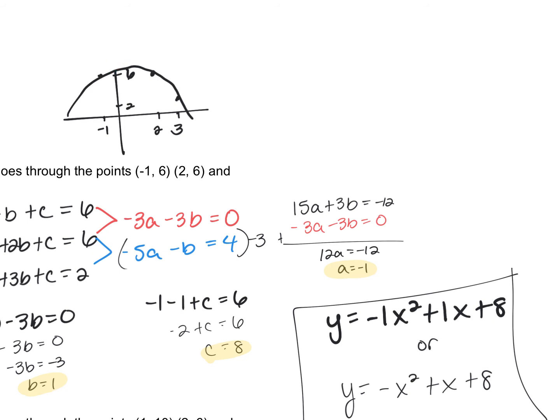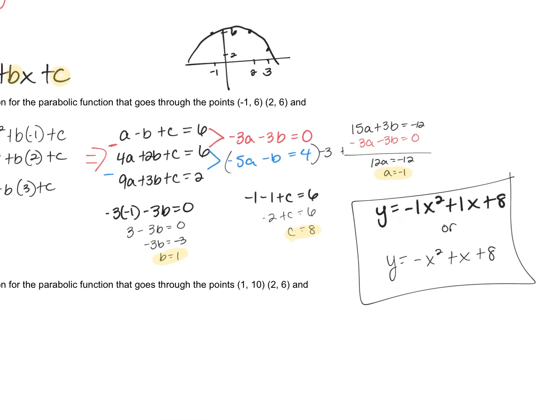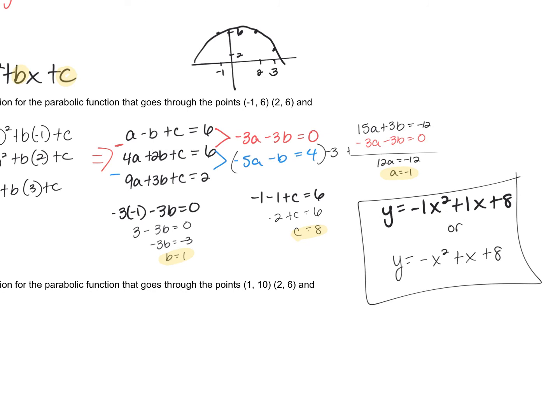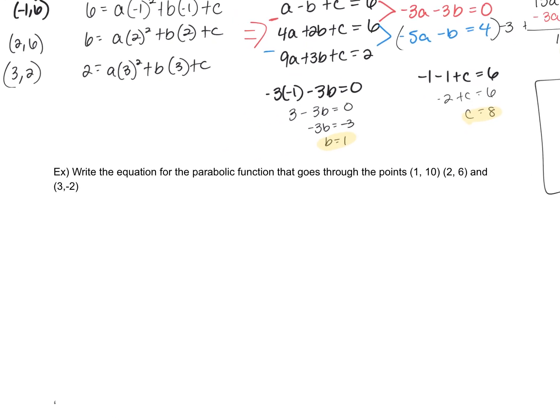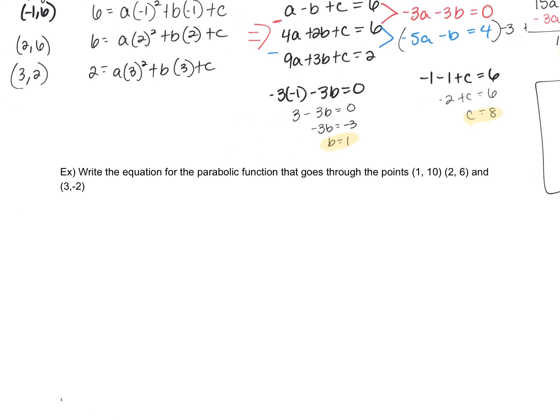You could also use the -b over 2a to find the axis of symmetry. I bet it's somewhere right along there, and then plug it in for your vertex maybe just to see if it matches up. Another thing you could do is you could also graph it in a graphing calculator. In this class, you won't have access to that on your tests, your quizzes, but maybe in higher level classes or on the ACT, if you wanted to do that just to make sure, that's one way you could do it.